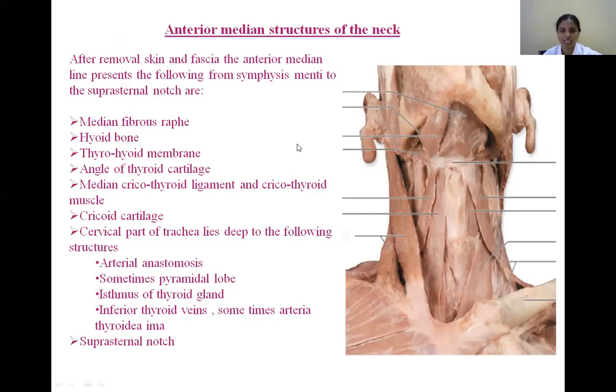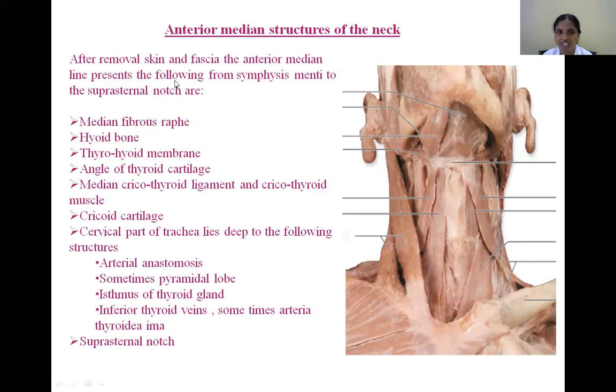So the knowledge of these structures is important to rescue patients in very severe conditions. So what is that? Acute respiratory obstruction. So what are those structures that are useful for you? We'll see.